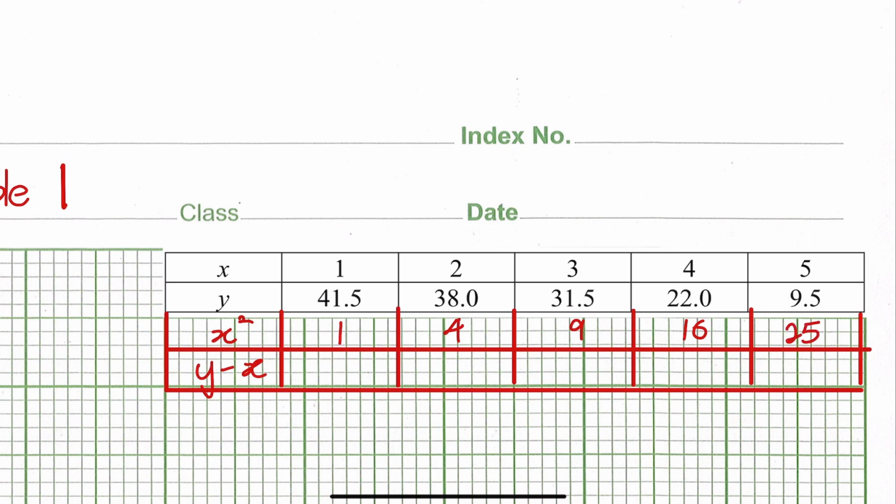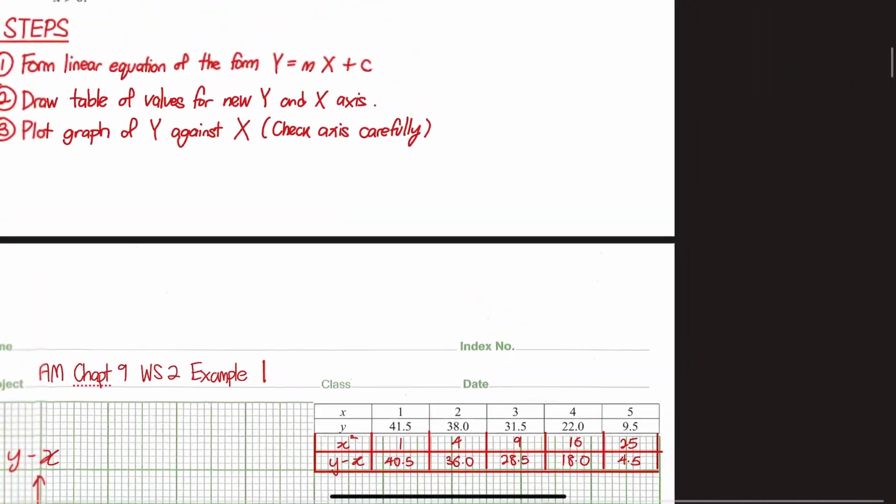Similarly, for y minus x, when x is 1 and y is 41.5, y minus x is 41.5 minus 1, which is 40.5, 36.0, 28.5, 18.0, and 4.5. Okay, so with that, I've now drawn the table of values needed for this graph question.